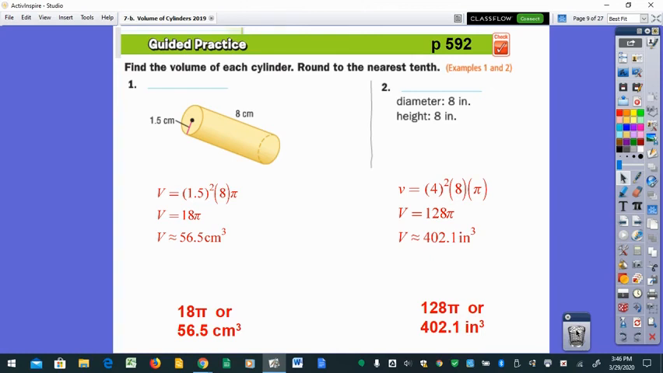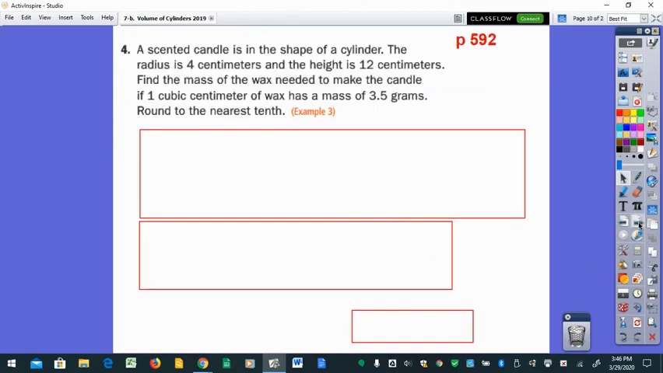Pause it, because I'm going to move on to one more problem. Okay, final practice for you. A scented candle is in the shape of a cylinder. The radius is 4 centimeters and the height is 12 centimeters. There's the first part of the problem, guys. Find the mass of wax needed to make the candle if 1 cubic centimeter of wax has a mass of 3.5 grams. Round to the nearest tenth. See what you can do with this one, please. Pause, and we'll come right back.